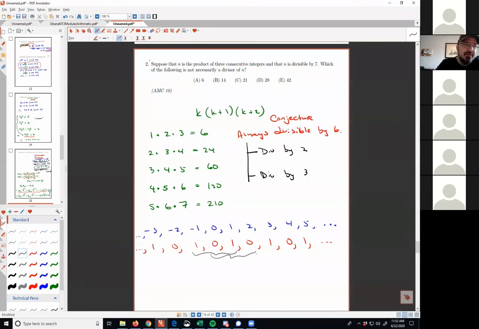And if we really wanted to be sure, if we wanted to write a really rigorous proof, we could say if k, we'll use k up here, if k is congruent to 0 mod 2, then this product is obviously 0. If k is congruent to 1 mod 2, then k plus 1 is congruent to 0 mod 2, in which case the product is still 0. So yes, the product is a multiple of 2. And how do we show that the product is a multiple of 3?